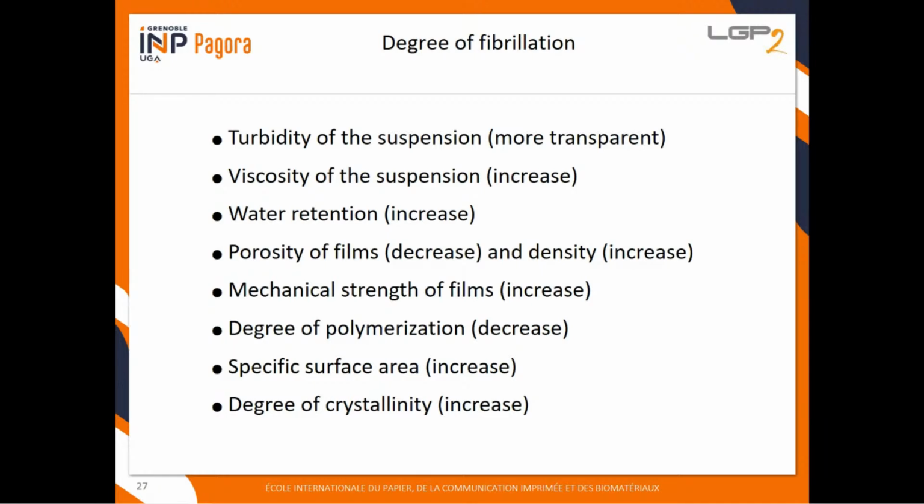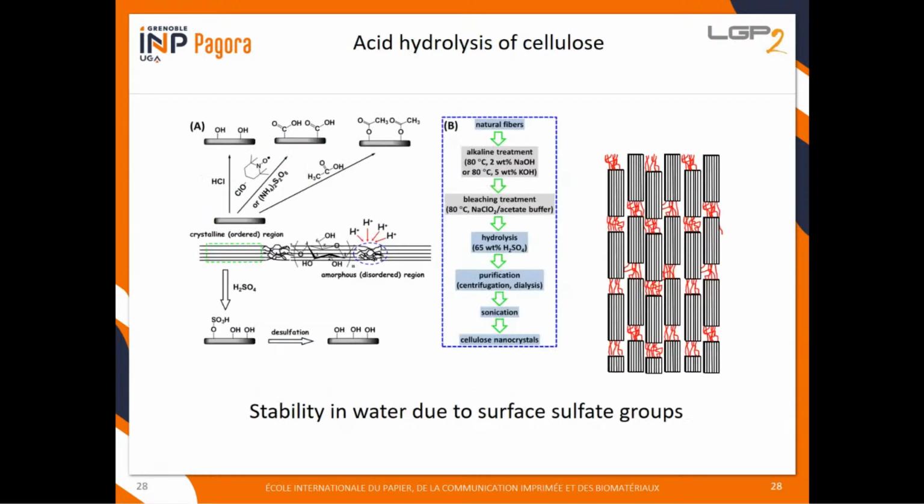The degree of polymerization of cellulose decreases because of the strong shear action which is applied to the material. The specific surface area increases, and the degree of crystallinity of cellulose increases. So there is another strategy, a chemical strategy, let's say, that consists in an acid hydrolysis of cellulose. Remember that this microfibril consists of alternating crystalline and non-crystalline domains, and it's possible by using strong acid to selectively dissolve the amorphous or non-crystalline domains.